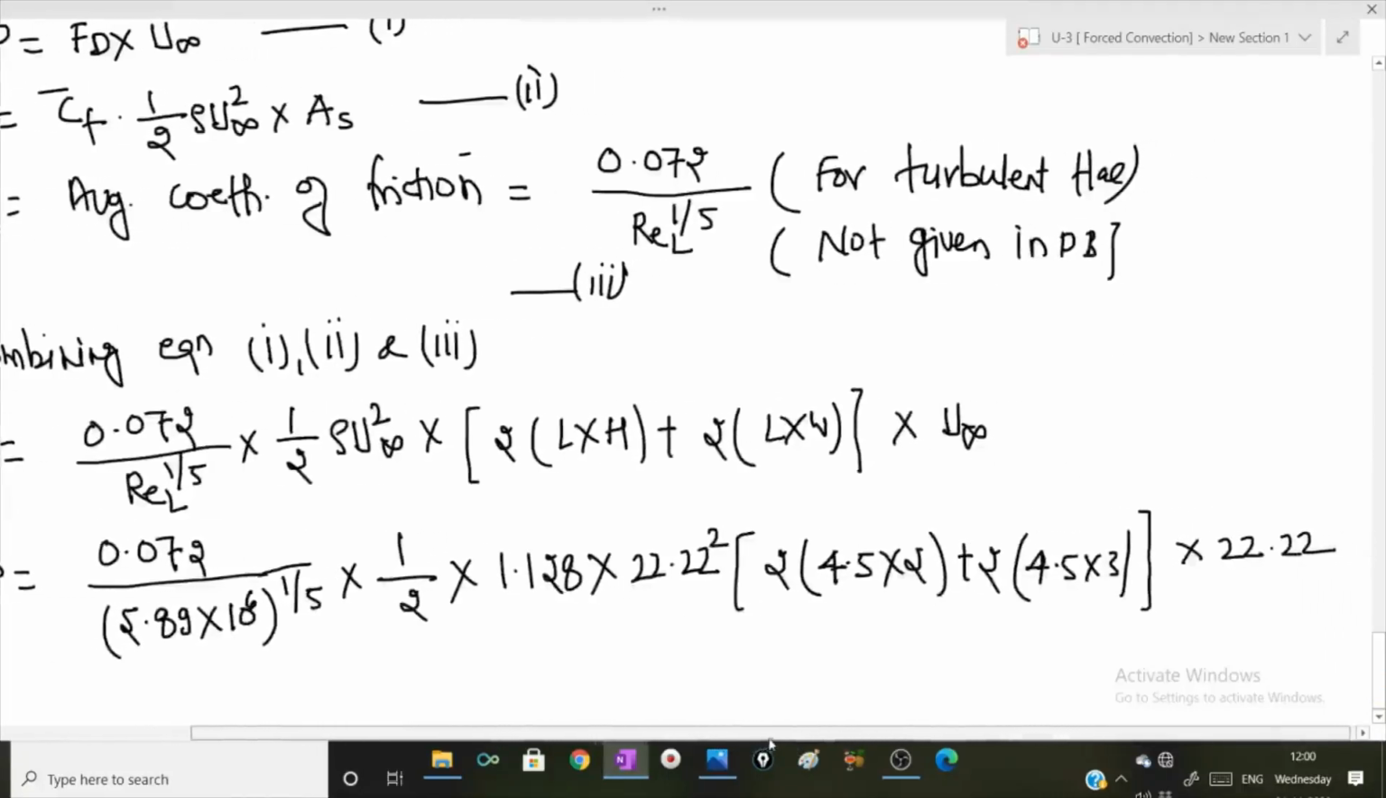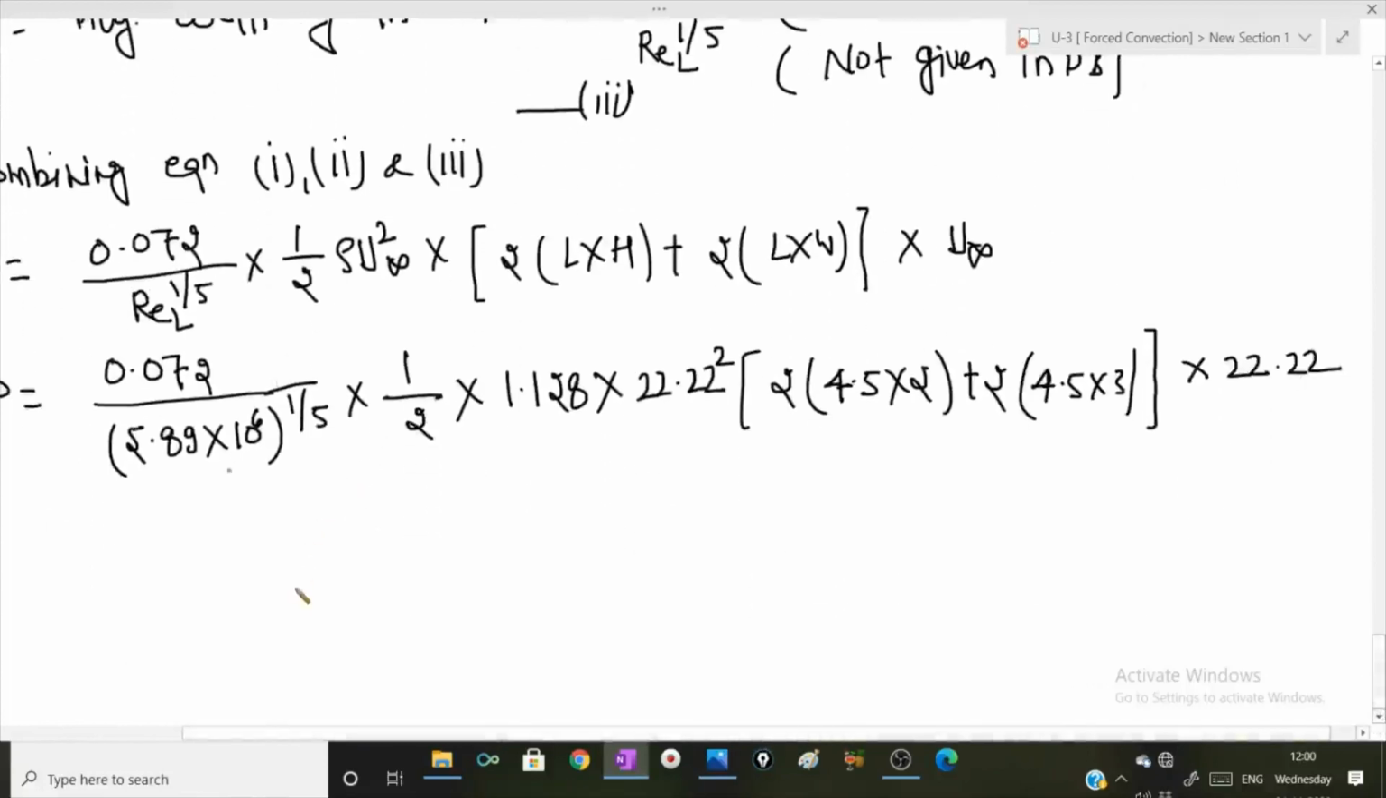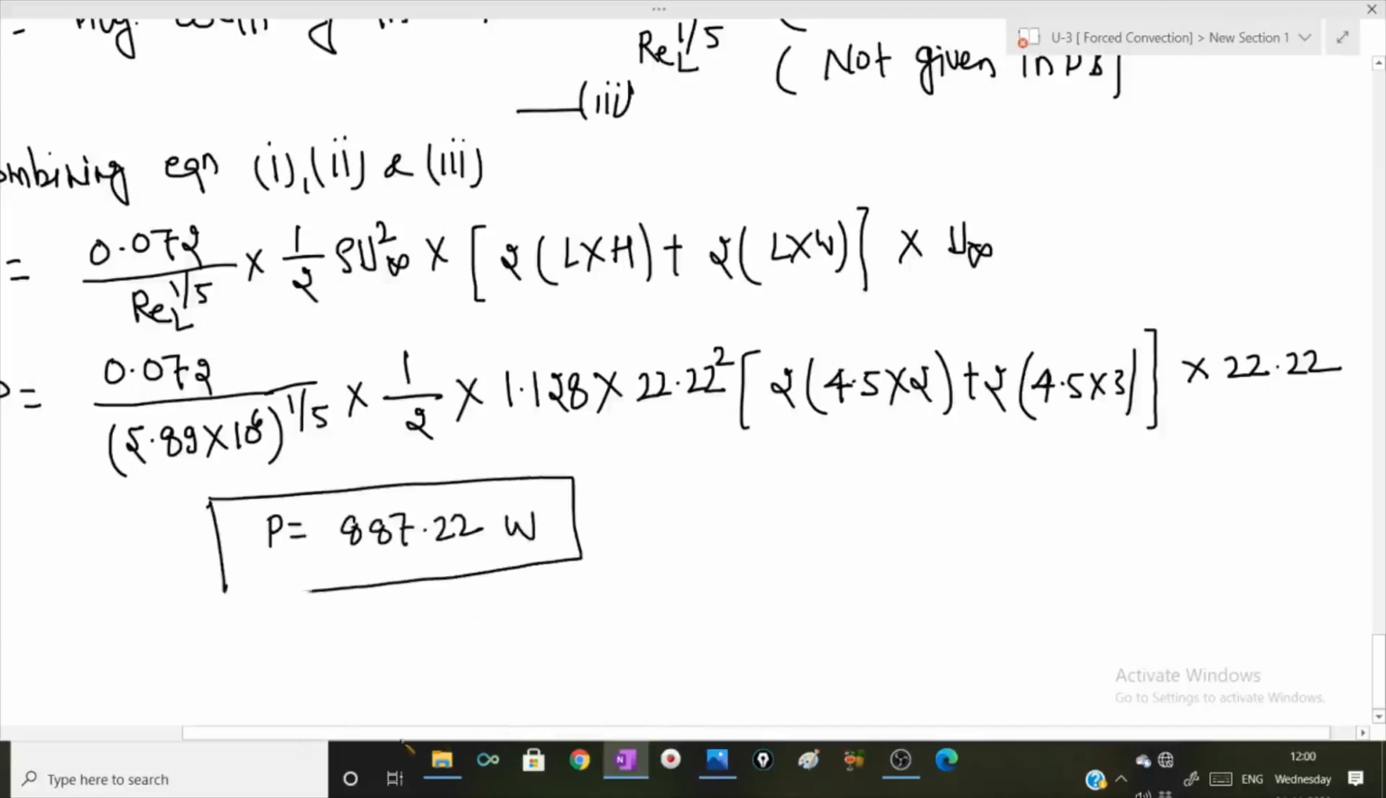So after solving this, the value of power comes out to be 887.22 watt. So 887.22 watt of power the engine of the refrigerated truck has to consume to overcome the resistance offered by the desert air. So this way you can solve this numerical.